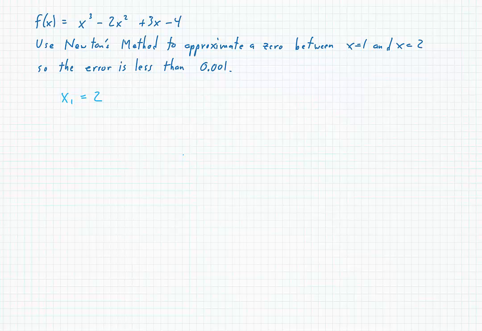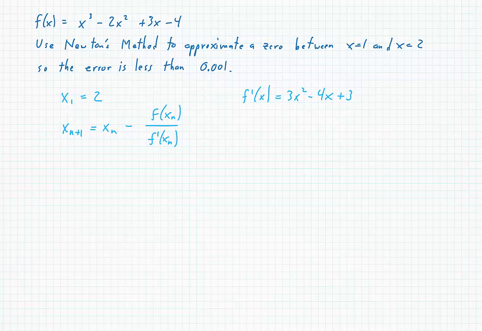And then we're going to remember that Newton's method says that x sub n plus 1 is equal to x sub n minus f of x sub n divided by f prime of x sub n. So we're going to need to use our number, in this case 2 to begin with. We're going to need to use our function. We're also going to need to use the derivative. So let's note that the derivative, f prime of x, is equal to 3x squared minus 4x plus 3.